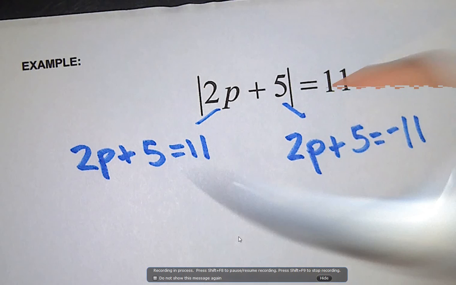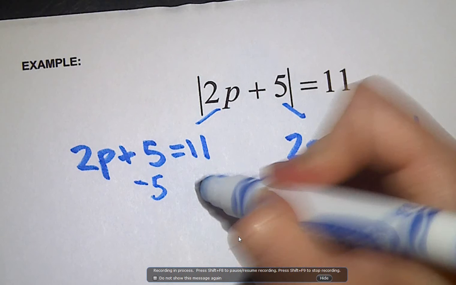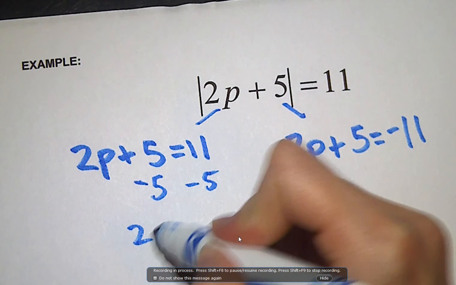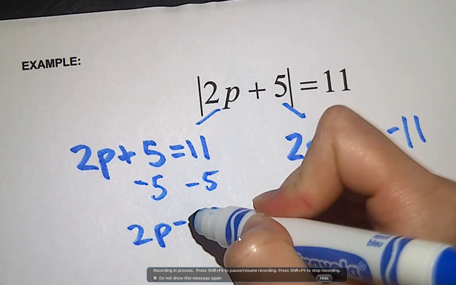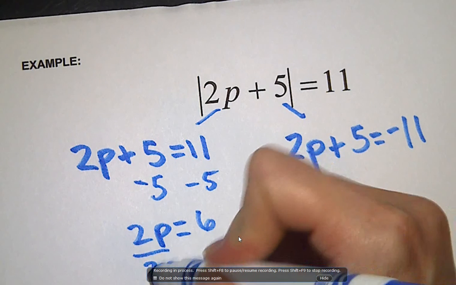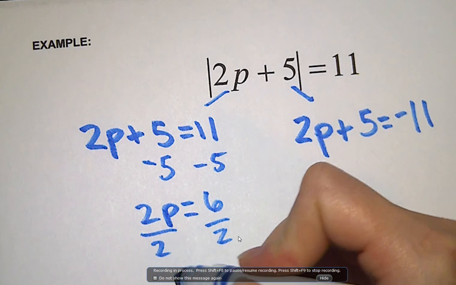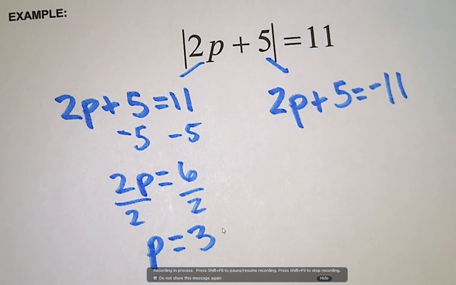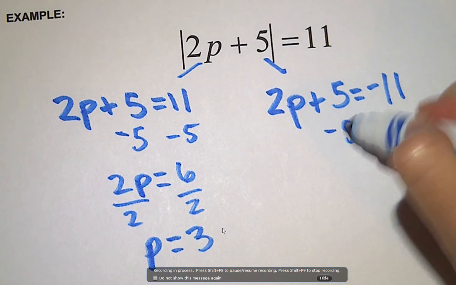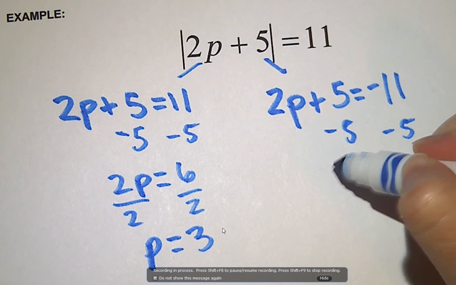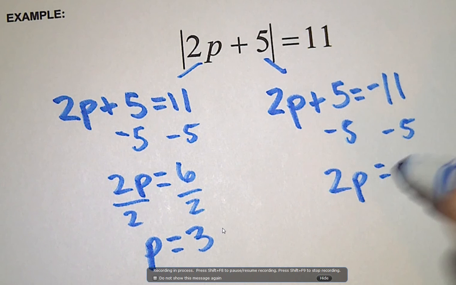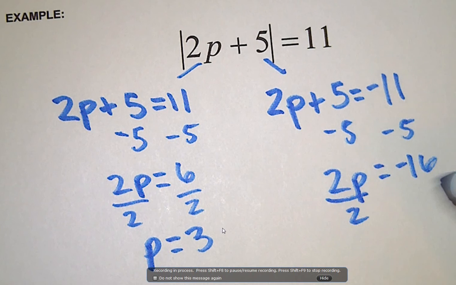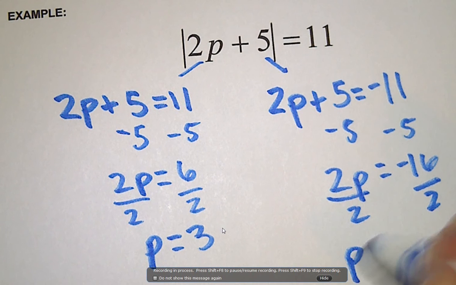So now I just solve the first one, and I get 2p equals 6, divide by 2. So one solution is going to be 3. And then over here, I subtract 5, and I get 2p equals negative 16. I divide by 2, so p equals negative 8.